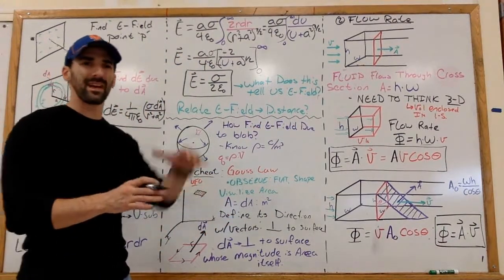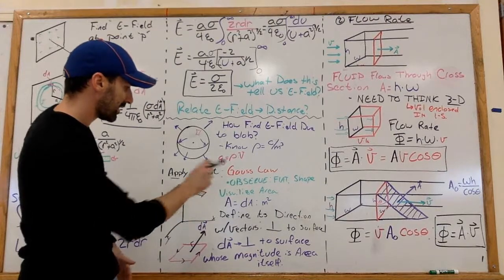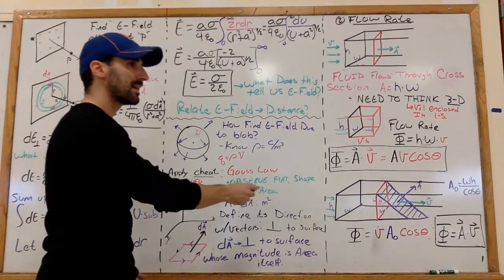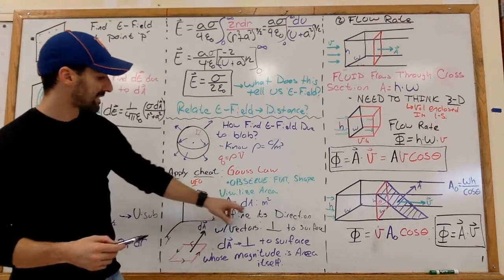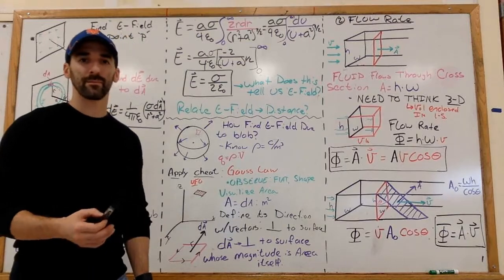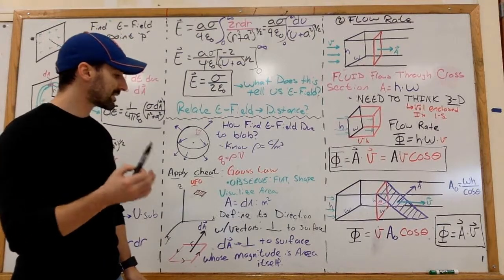I can observe that it's flat. I can observe that it looks kind of like a rectangle. So I can easily observe its area. I'm going to say its area is just dA, and I know it's going to have a unit of a meter squared. Well, what else can I define?